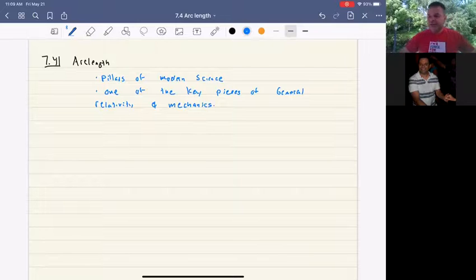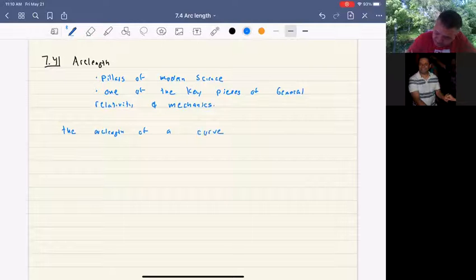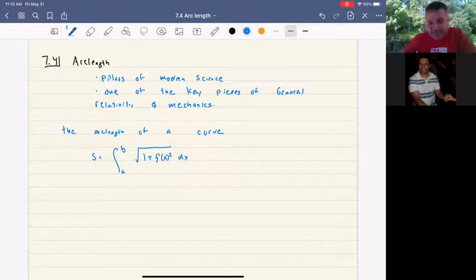Okay, so let's start with the definition. So the arc length of a curve is S equals the integral from A to B of the square root of 1 plus f prime of x squared dx. Okay, so where does this come from?